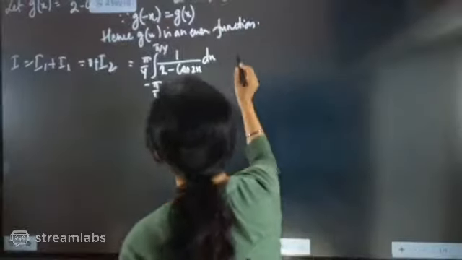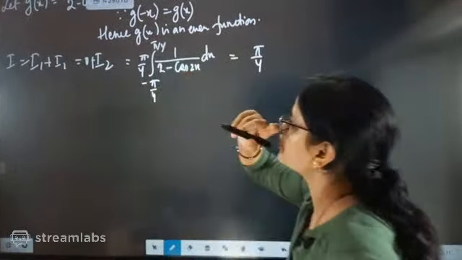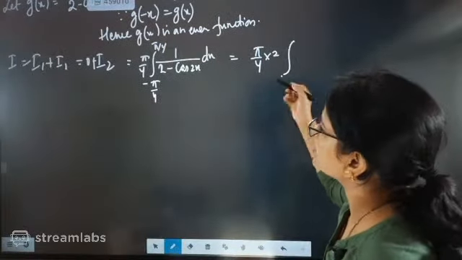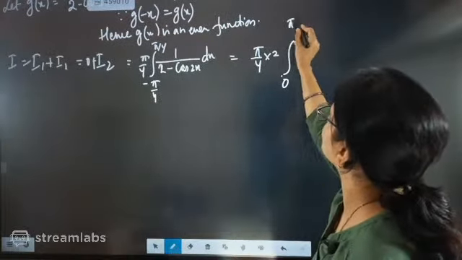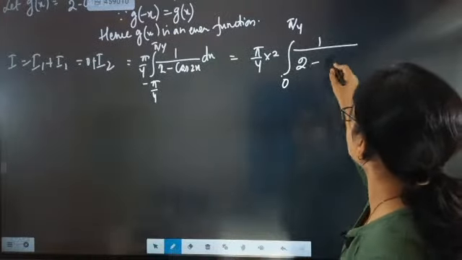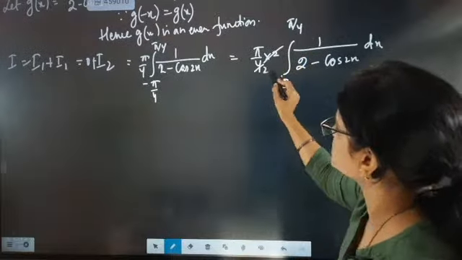So now only this much part is exactly going to be there. So pi by 4 is there. So 2 I am going to take it out. Once 2 comes out, this will be left as 0 to pi by 4, 1 by 2 minus cos 2x dx.